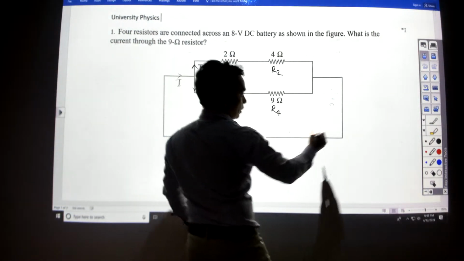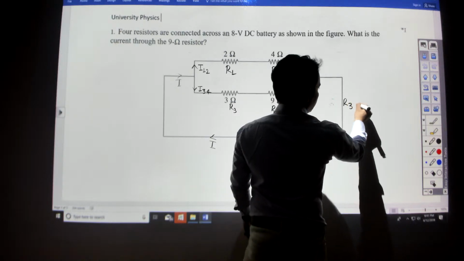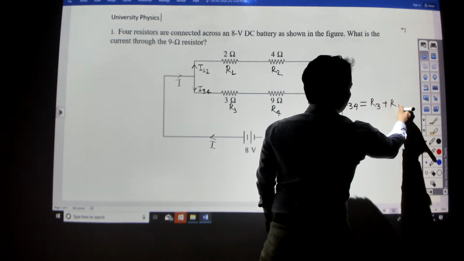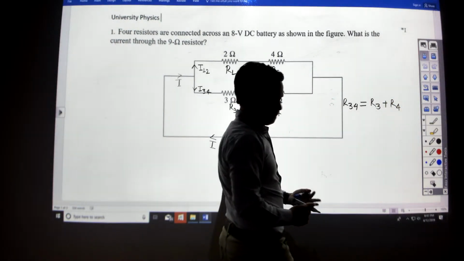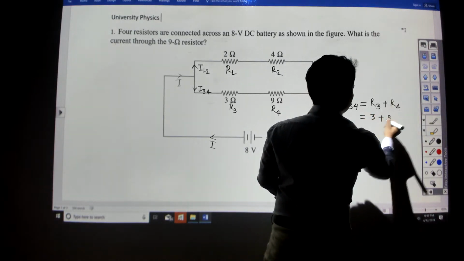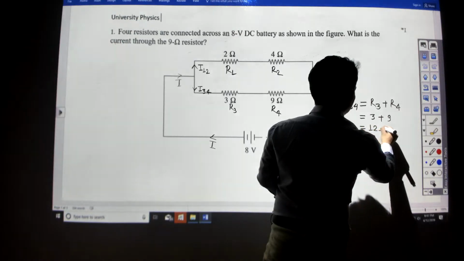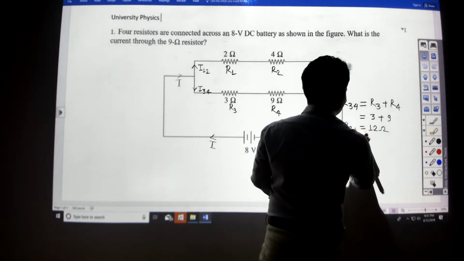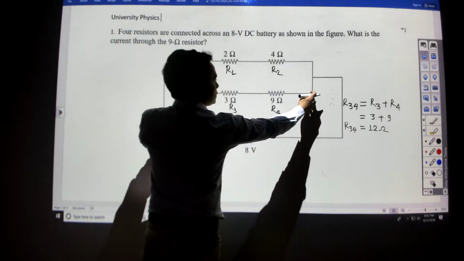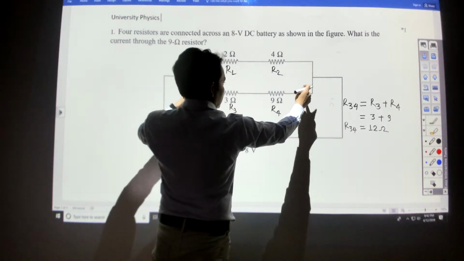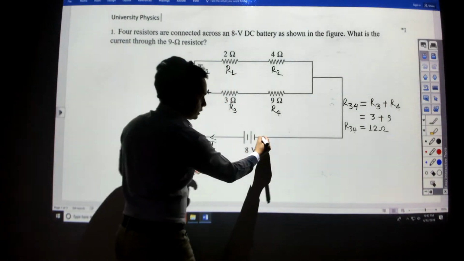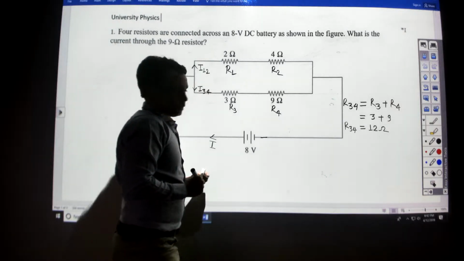So R34 can be given by R3 plus R4. Why is that? Because these two are connected in series. R3 is 3 ohm plus 9, which is 12. This is R34. And now the potential applied across these two is the same as here, which is equal to the applied potential. So the potential across this one is exactly 8 volt. This is not broken, this will be a straight line.